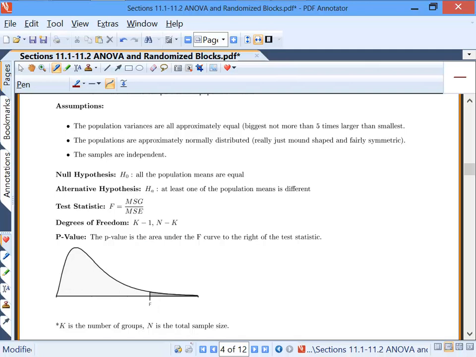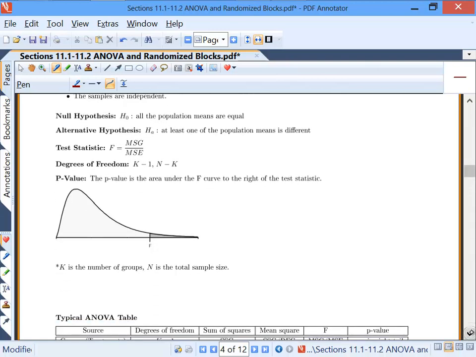The p-value is the area under the F curve to the right of our test statistic. Why are we doing only the right tail? It's because of what we wrote down on the first page. If our population means are not equal, then we get bigger and bigger values of the test statistic. So the bigger and bigger F gets, the more and more likely it was when you had unequal population means. And so that's why we only care about the right tail. So this one is always a right tail test, which is different from what we've done so far.